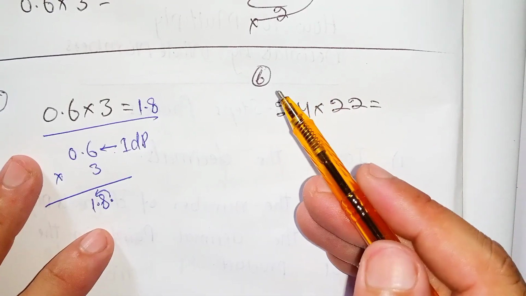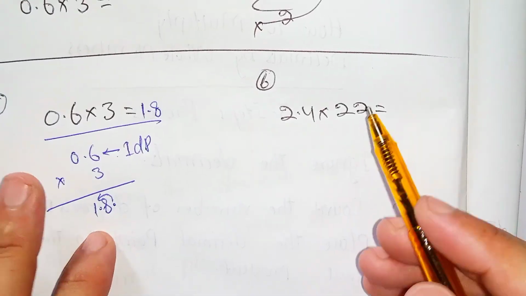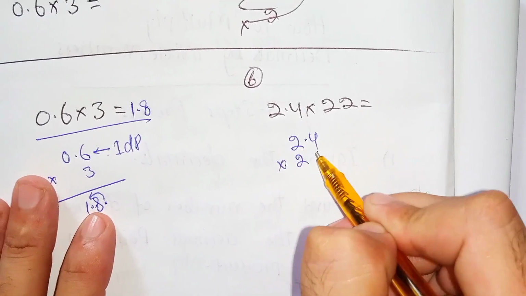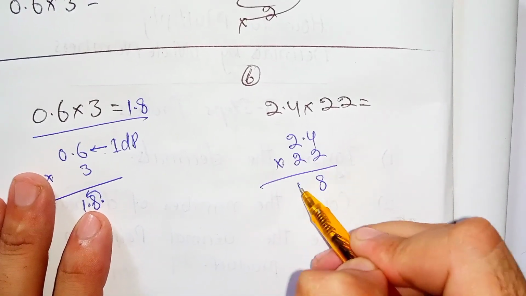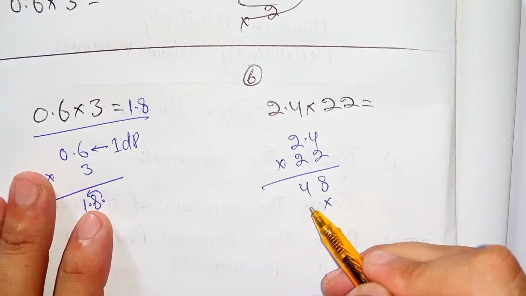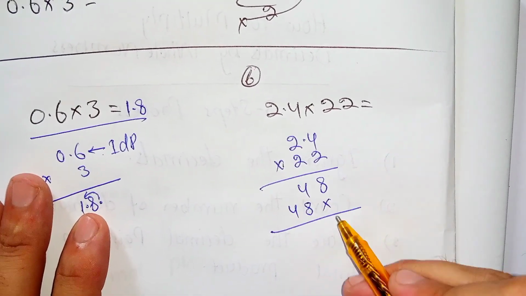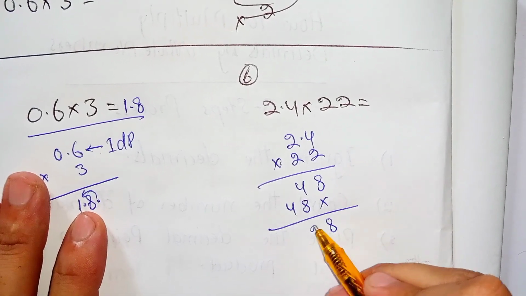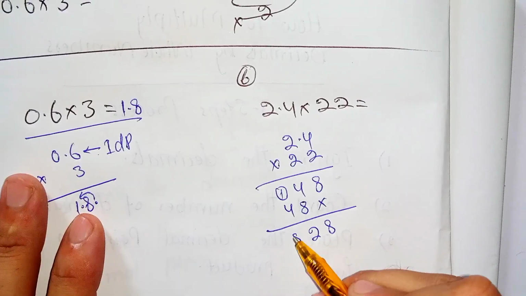Now we are gonna solve example number 6, which is 2.4 multiplied by 22, right? So 2.4 multiplied by 22, right? 2 times 4 is 8, 2 times 2 is 4, right? Down the 8, and 4 plus 8 is 12, right? 2 carry 1 plus 4 is 5, right?